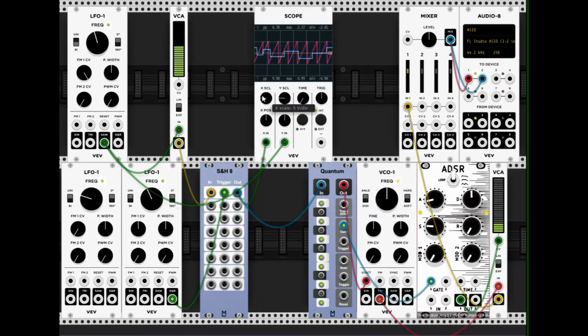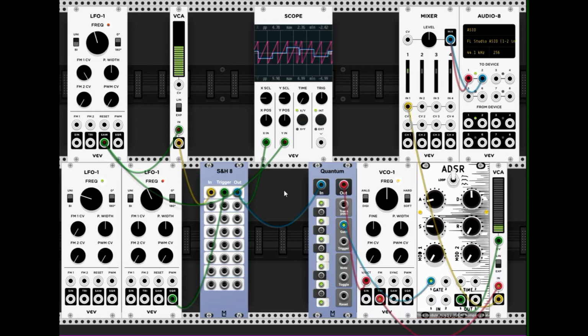Yeah, in this patch here, I use a regular waveform, a saw wave, as the sample source for the sample and hold unit. LFO1 above here, the above LFO, produces it. I send it through a VCA to keep the values in audible ranges.